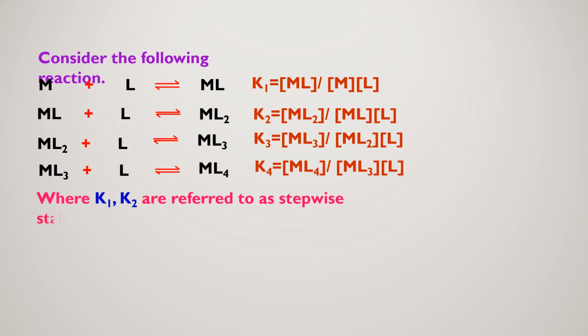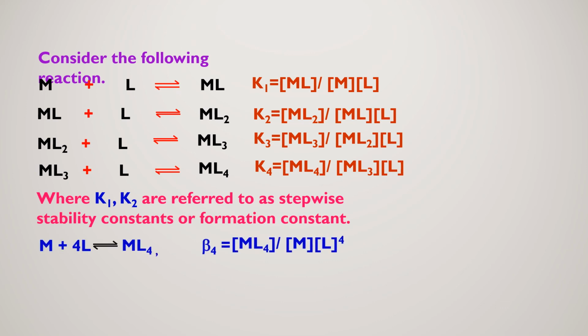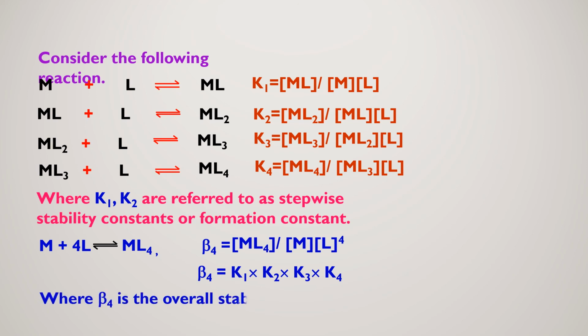Now see, K1 and K2 are referred to as stepwise stability constants or formation constants. Instead of writing stepwise, if you take directly the metal combining with the 4 ligands, forming a tetrahedral or square planar complex, we can directly calculate the formation constant or stability constant as the molar concentration of product divided by molar concentration of reactants. If you calculate stepwise, then all the formation constants you have to multiply. Here beta 4 is the overall stability constant.